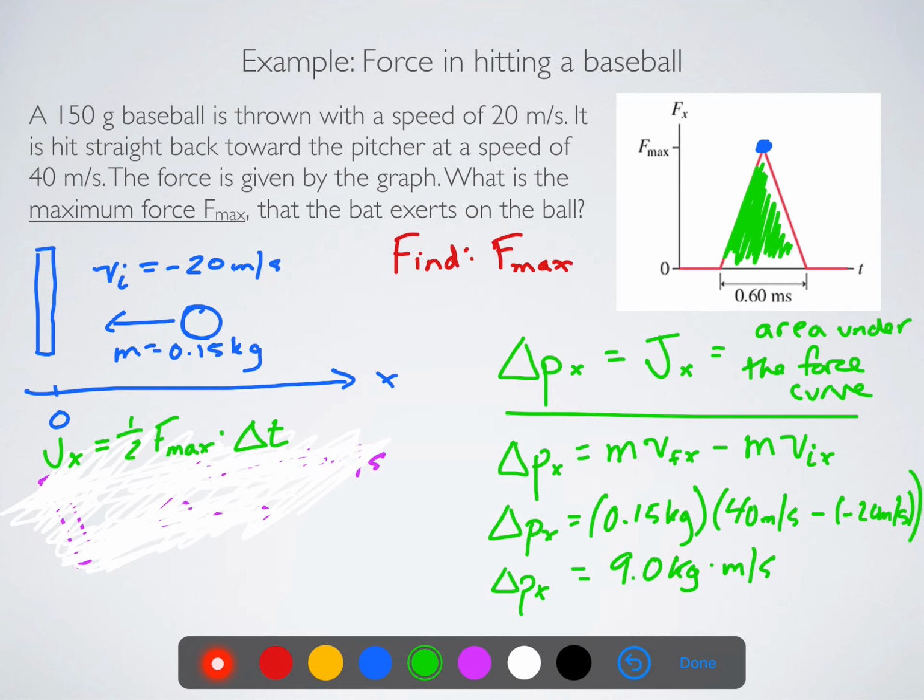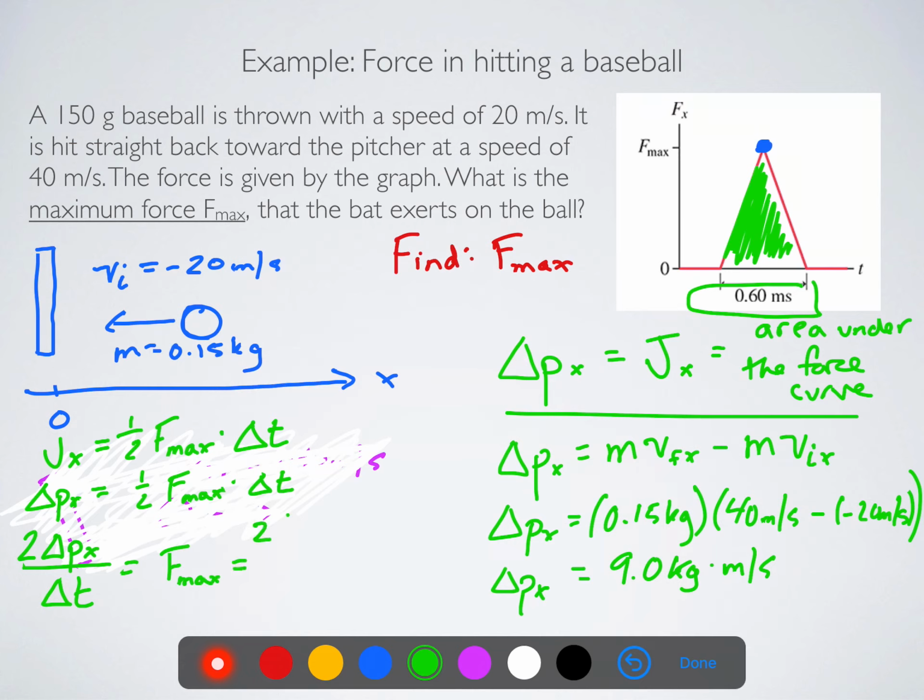I know what the change in time is. It's 0.6 milliseconds. I know what impulse in the X world is equal to, because impulse in the X world is equal to the change in momentum in the X world. So let's set these things equal to each other. The change in momentum in the X world is equal to 1/2 the max force times the change in time, which means that 2 times the change in momentum in the X divided by the change in time is equal to the max force.